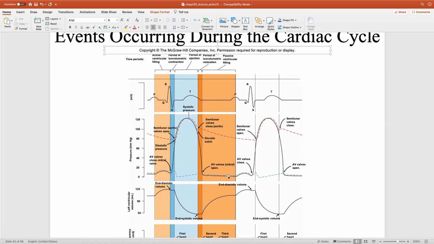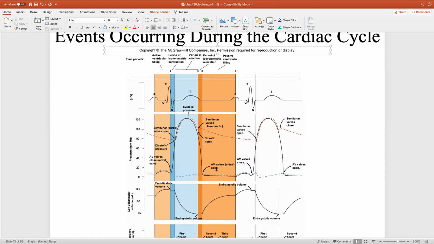As we have passive filling, blood from the left atrium passively moves through the open mitral valve into the left ventricle where there's lower pressure. When that happens, you should see an increase in blood volume from passive filling. Perfect. We see it right here.